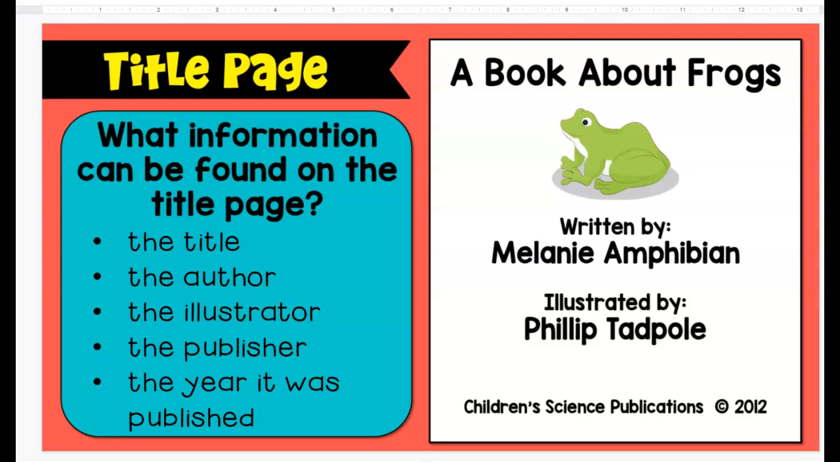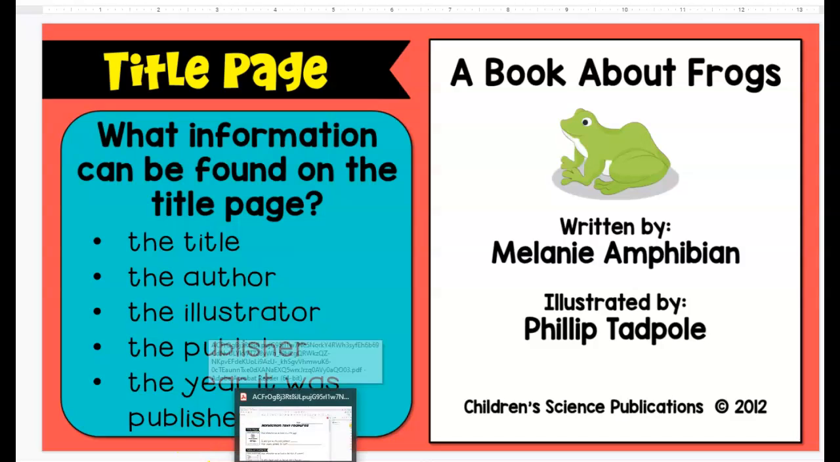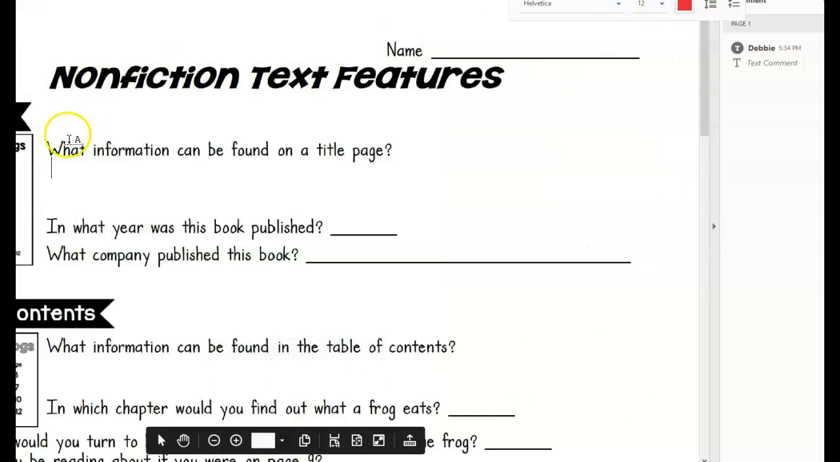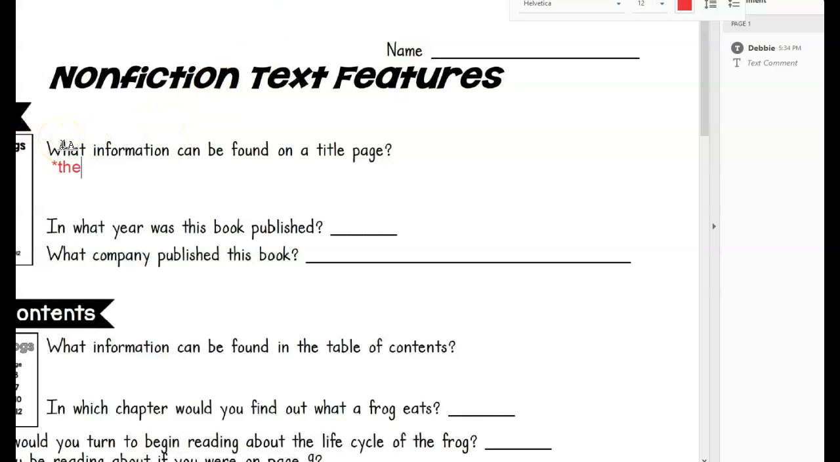Okay, kiddos, so yesterday we learned about the title page and what information can be found on it: the title, the author, the illustrator, the publisher, and the year that it was published. So I'm going to go over here and I want to make sure that we have that filled in. The title, the author, the publisher.